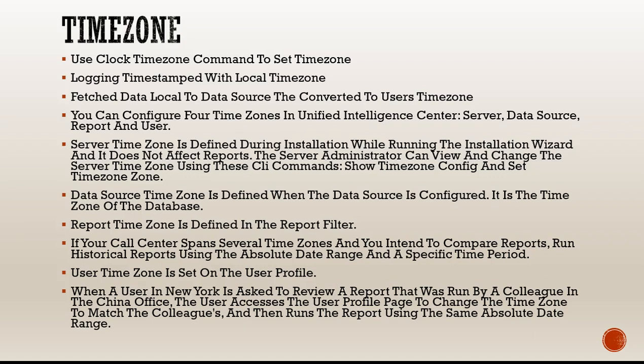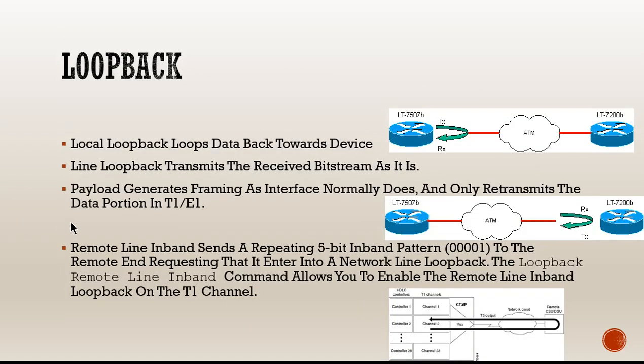The user time zone is used to set the time zone on the user profile itself. When a user in New York is asked to review a report that was run by a colleague in the China office, the user accesses the user profile page to change the time zone to match the colleague's, and then runs the report using the same absolute date range, so that we know what time it actually happened to make sense to us. We're going to look at changing that just in a second.